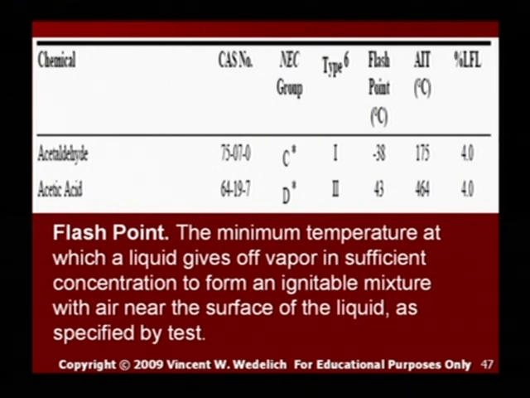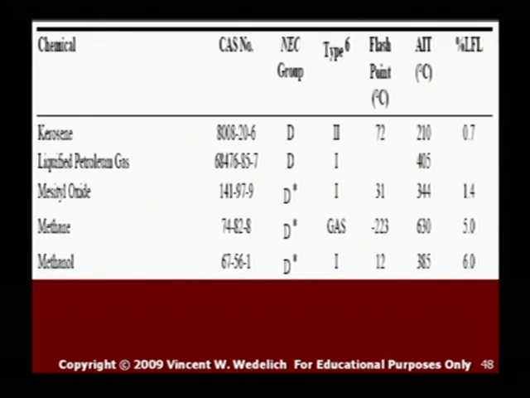Next, we're going to look at the flash point, the minimum temperature at which a liquid gives off vapor in sufficient concentration to form an ignitable mixture with air near the surface of the liquid, as specified by test. So here you can see the acetic acid has a 43 degrees C flash point. I went ahead and included a few other ones.